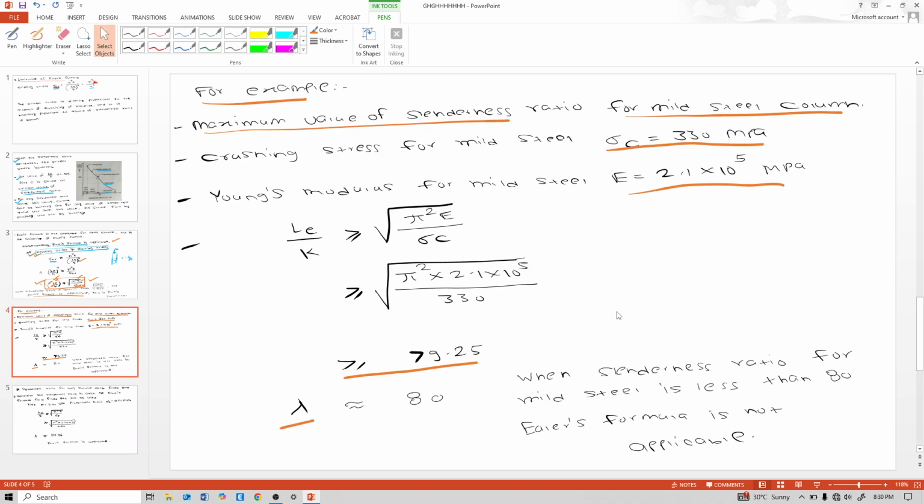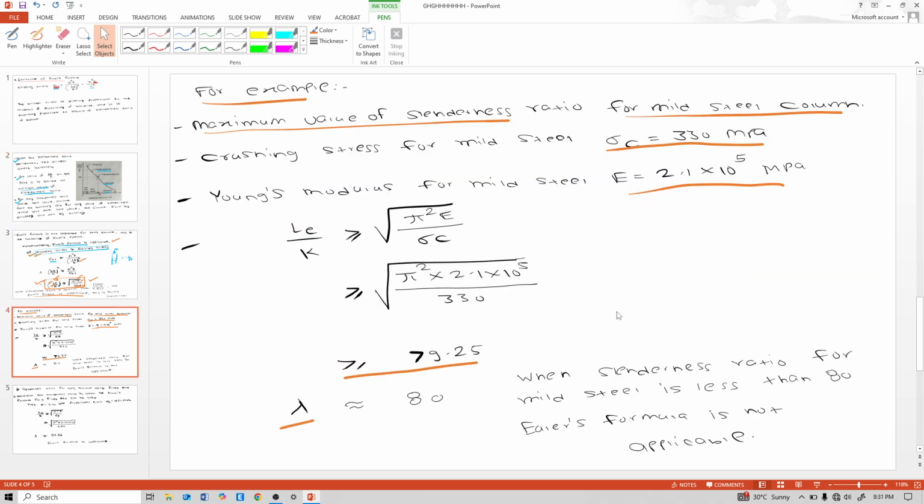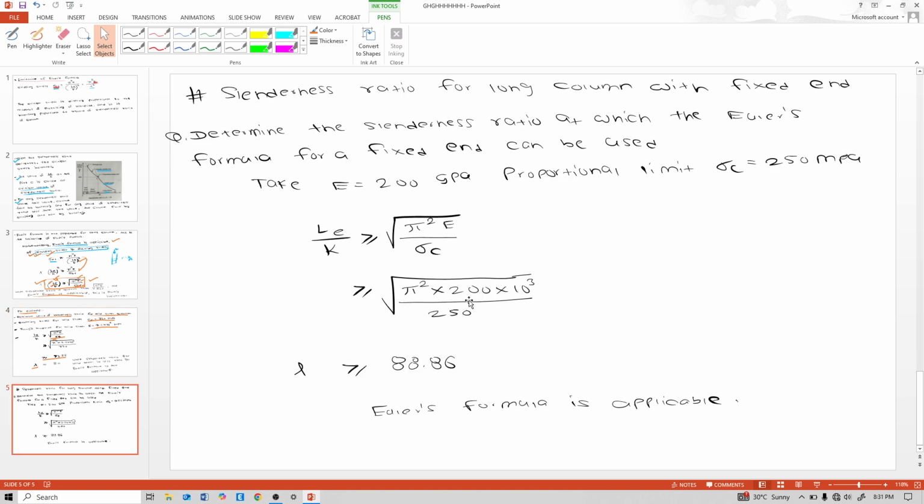Now we know that there is a limit for the slenderness ratio in Euler's theory: the slenderness ratio should be greater than this value. When the slenderness ratio for mild steel is less than this value, Euler's formula is not applicable. These are the limitations. And how does this value come? By some mathematics, with the help of crushing stress equal to buckling stress. So thank you very much.